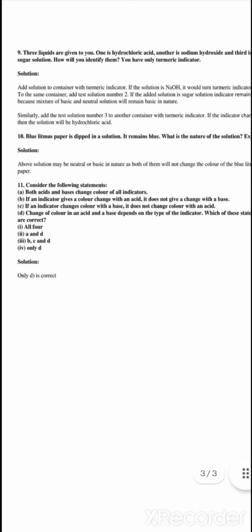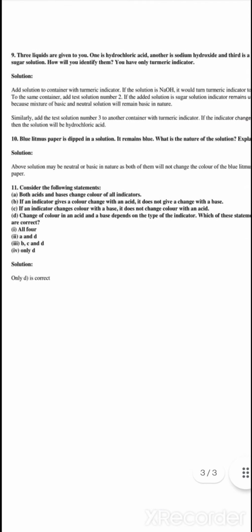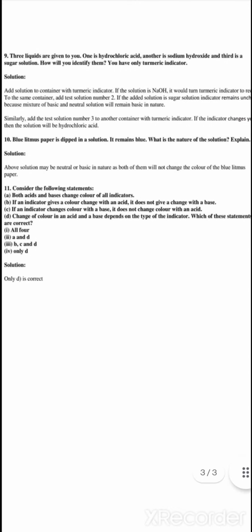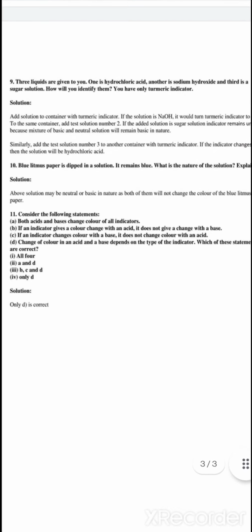See that acid and bases changing the color of all indicators is not possible. An indicator giving color change with acid but not with base is also not the case. After that only the last option is correct. Change of color in an acid and a base depends on the type of indicator which we use. So only option D is correct.